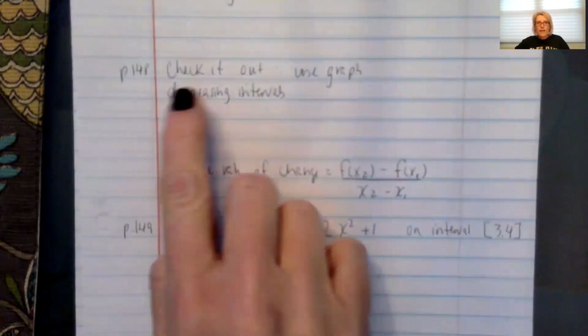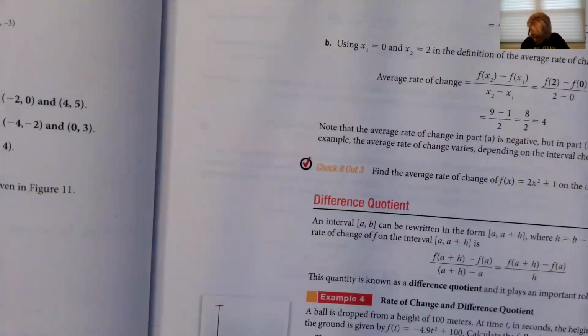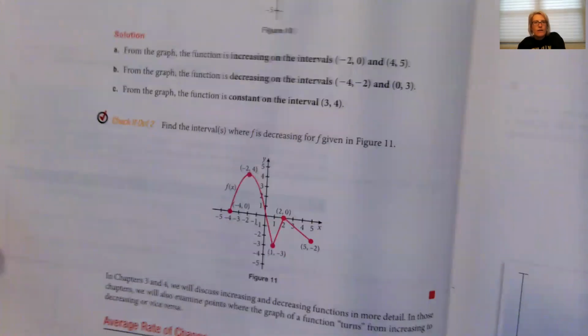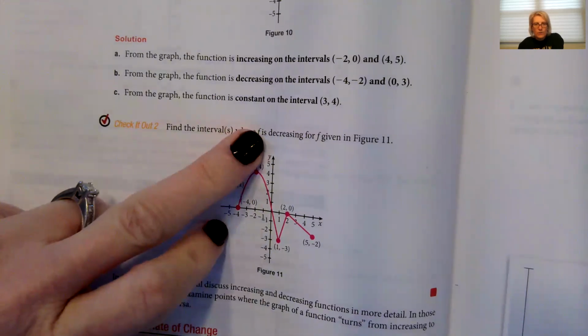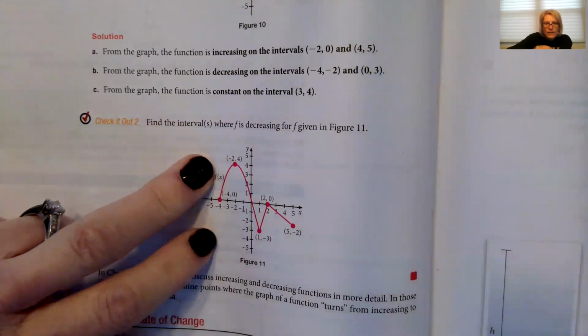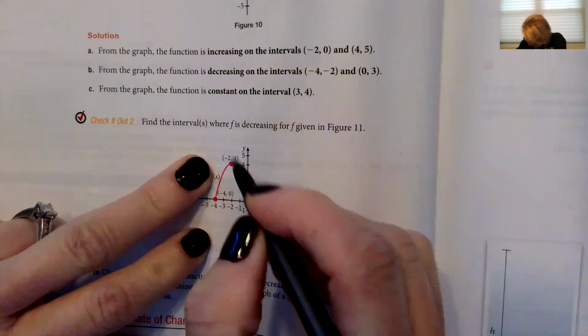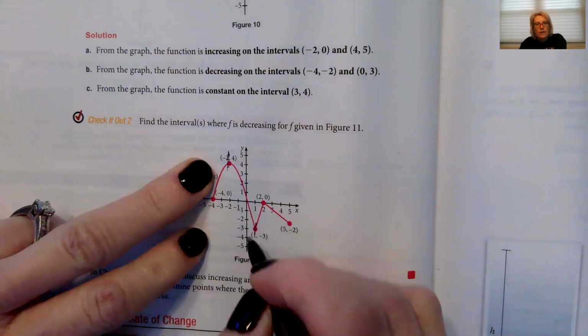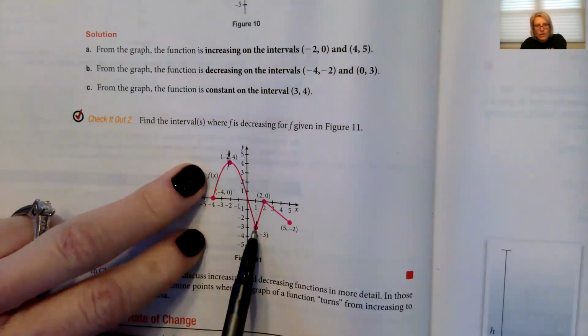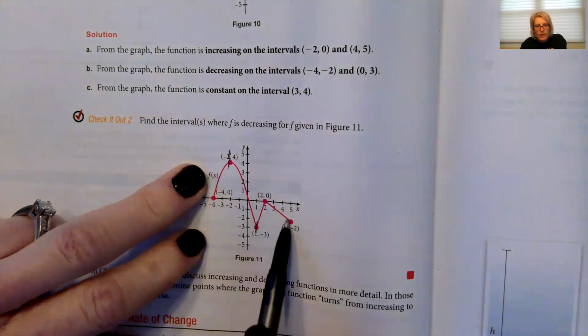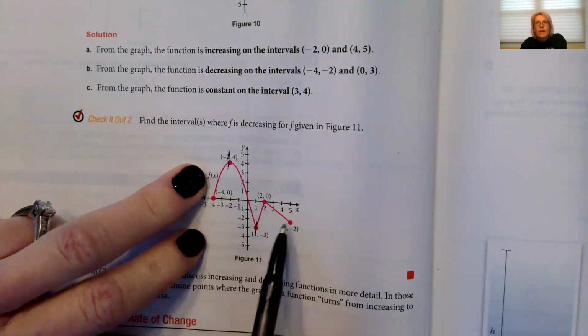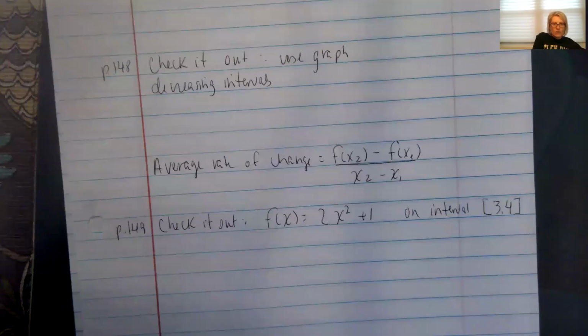Okay, so we are going to look at page 148 to check it out here. And it says, find the intervals where f is decreasing. So we can see that f is visually decreasing here to here. So between x -2 and x of 1, and then also from here to here, when x is 2 to x is 5. So let's just write that down.